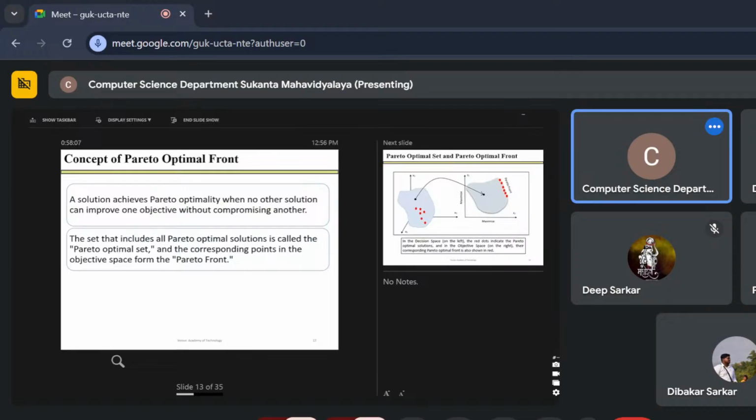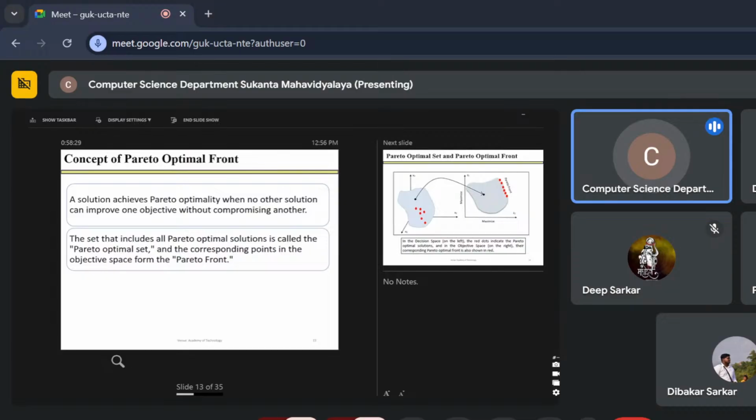The set that next comes. The set that includes all Pareto optimal solutions is called the Pareto optimal set, and the corresponding points in the objective space form the Pareto front. Now, these two are different. The Pareto optimal solution set is the collection of points in the decision space. The Pareto front is the collection of corresponding points in the objective space.